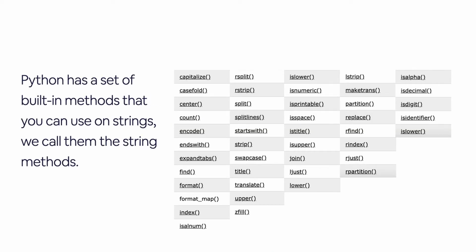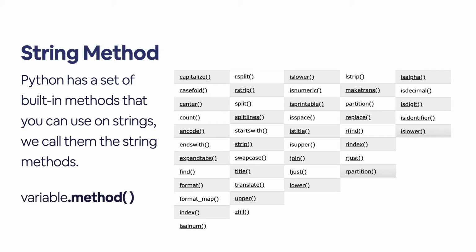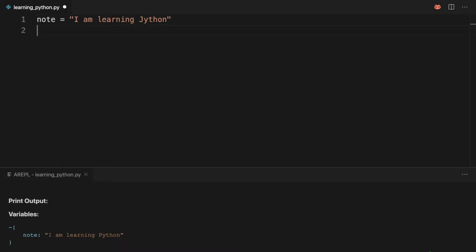For your information, Python has a set of built-in methods that you can use on strings, and we can call them by following the variable with a dot. We will dive deep into some of these methods later. For now, let's go back to our previous example.